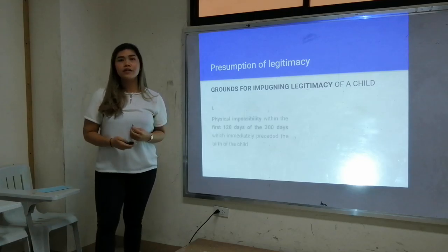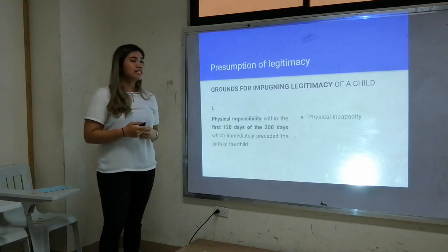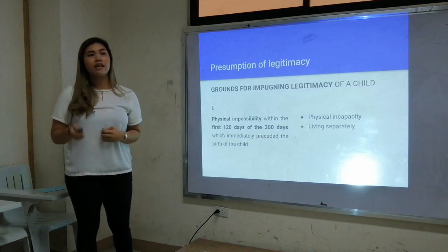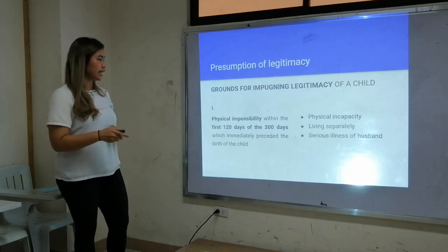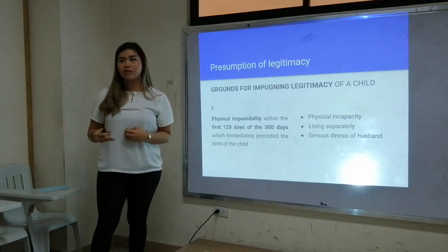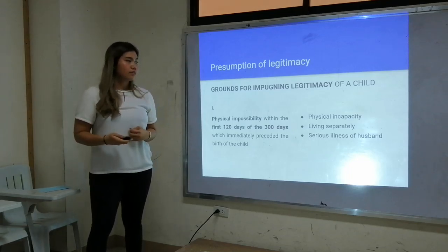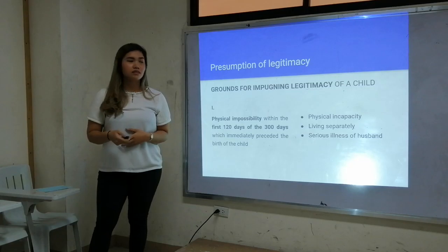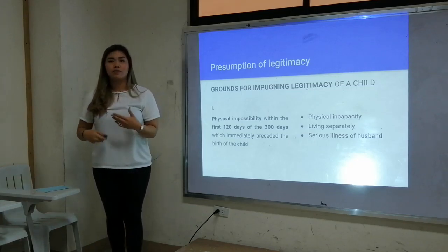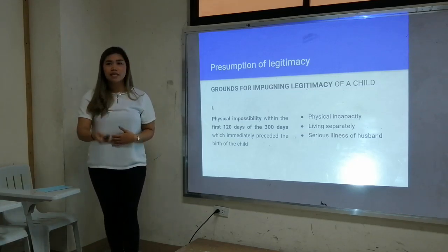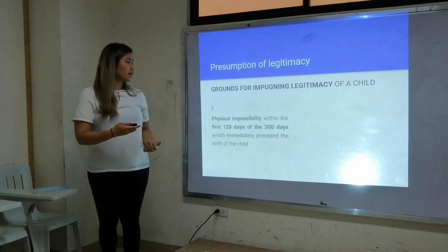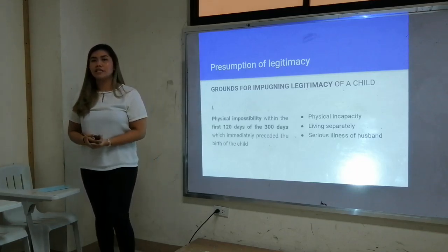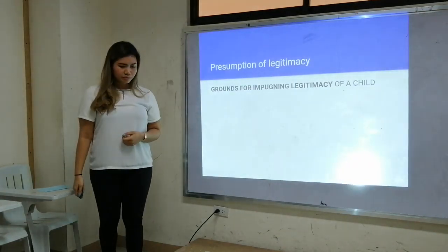There are only three. The first would be physical impossibility within the 120 days of the 300 days which immediately preceded the birth of the child. Physical impossibility means the physical incapacity to perform sexual intercourse, living separately. How are they going to produce a child if they are living separately? And of course, serious illness of the husband.